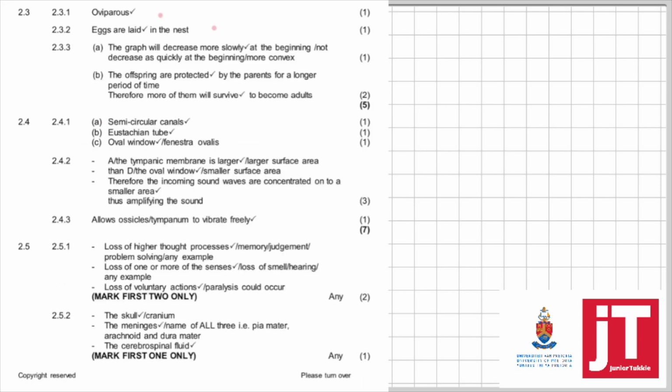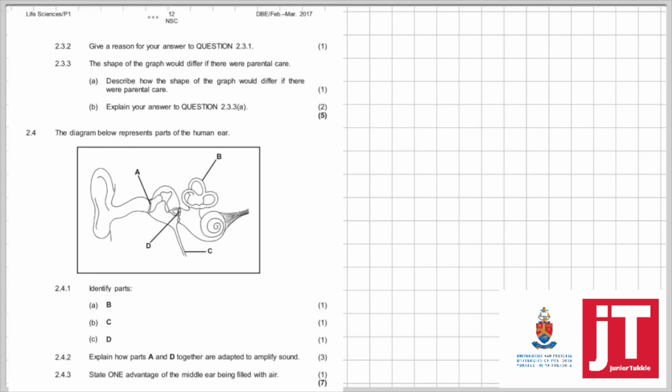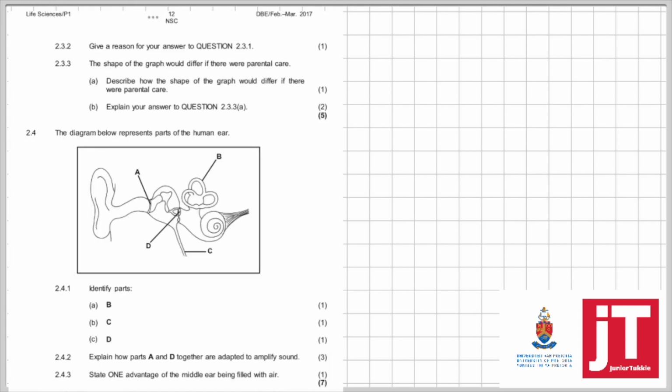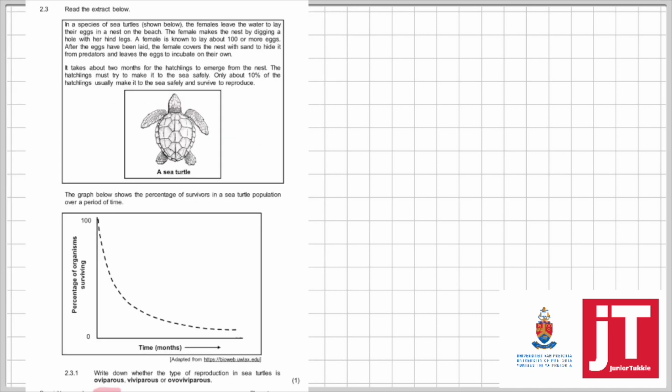Oviparous, eggs are laid. Now, let's look at the next question. Give a reason for your answer. I already answered that. The shape of the graph will differ if there was parental care. How would the shape of the graph differ if there were parental care? Explain your answer. Now, this graph usually comes out in grade 11. We're still going to discuss the answer because they could still ask you grade 11 work in the paper.